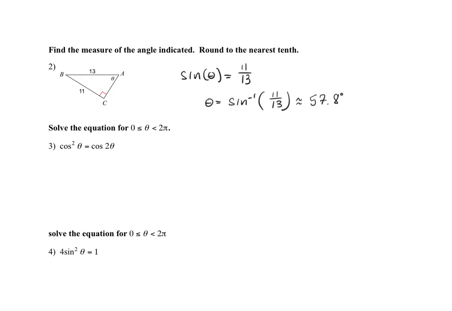Question 3, we're solving an equation, and the argument is how we described it in class. The argument here is theta, the argument here is 2 theta. So it's best if we can have equations where inside the trig function it's the same argument. So I'm going to use a trigonometric identity to change cosine of 2 theta into 2 cosine squared theta minus 1.